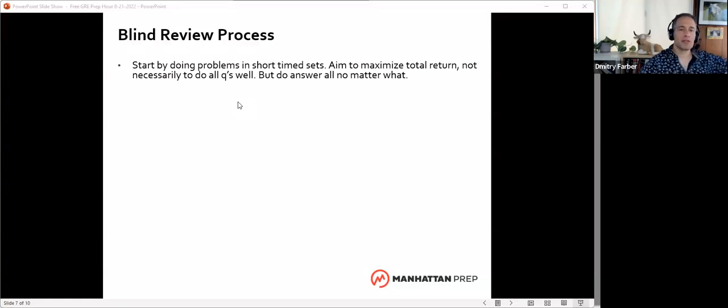So the first step is to do problems in timed sets, and your goal is to get as many points in that set as you can. On the GRE, within a section, all the points are the same. Whether it's a quick question that you did in 20 seconds, or one of those three-parters that says choose all that apply, whether it involves a graph or table or passage, no matter what it is, each question is worth the same. Which means you don't want to overinvest in the harder questions if that's not what's going to give you the best yield.